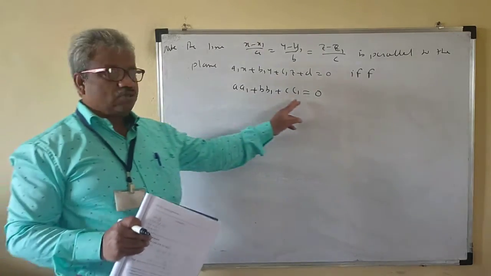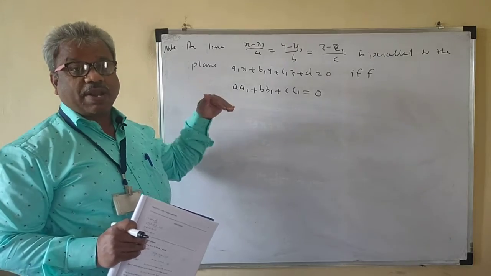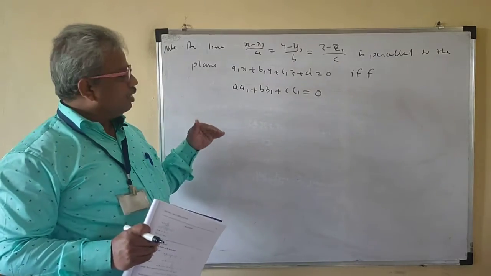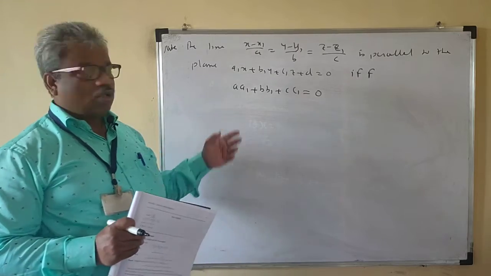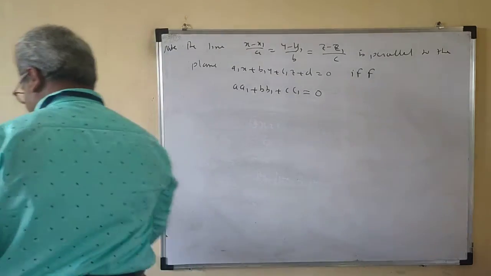Okay, so actually this is what "line is parallel to plane" means: the line is perpendicular to the normal of the plane. Okay, so that is, the line is perpendicular to the normal of the plane.